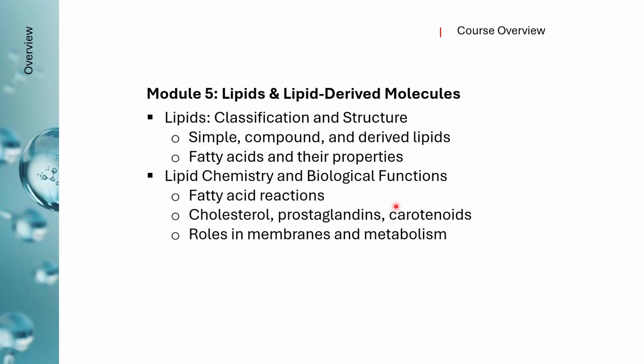Then in the 5th module, we'll look at lipids, the structure, like we did for carbohydrates and proteins: the simple and compound lipids, derived lipids, and fatty acids, which are the smallest unit of a lipid or fat. We'll then look at lipid chemistry, biological functions, and some reactions. We'll look at cholesterol, which forms a huge part of the cell membrane, prostaglandins, carotenoids, and their roles in membranes and in metabolism.